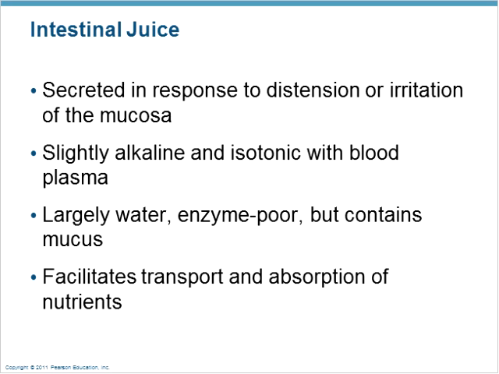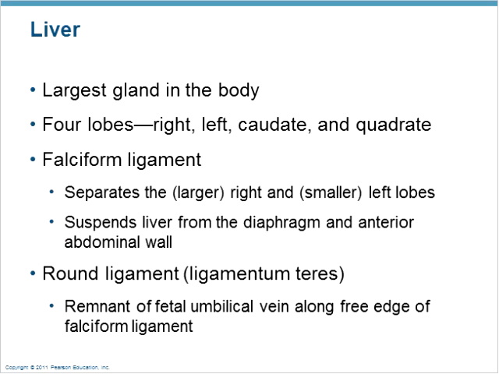The intestinal juice is secreted in response to distension or irritation of the mucosa. It's slightly alkaline and isotonic with the blood plasma. It's largely water, enzyme poor, but contains mucus, and it facilitates transport and absorption of the nutrients.